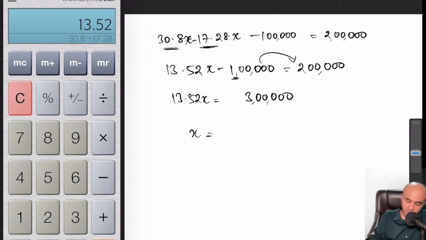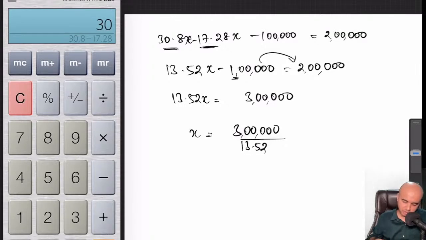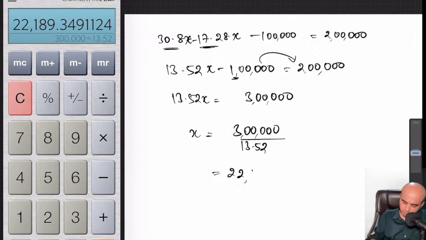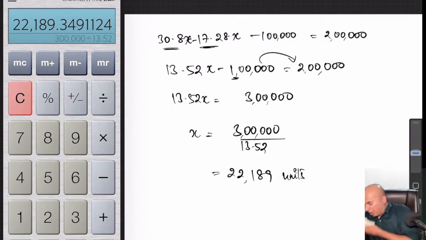Now it's easy to find out x. It's just elementary. X would be 3 lakhs divided by 13.52. 3 lakhs divided by 13.52 would be 22,189 units. So now what I have done is, even though it's fractions, we can't have fractions in units, so therefore I have just rounded it off.